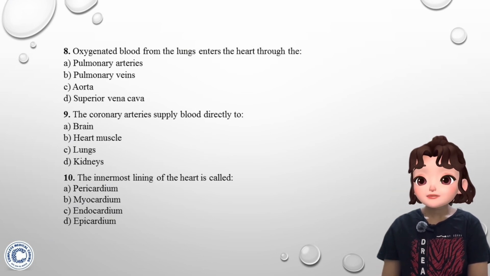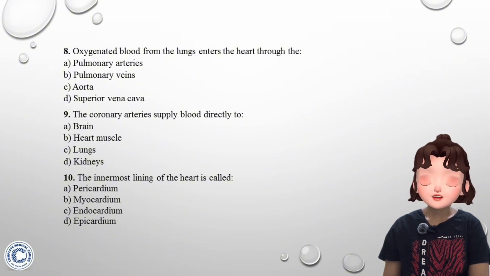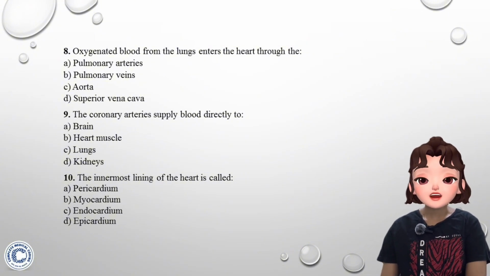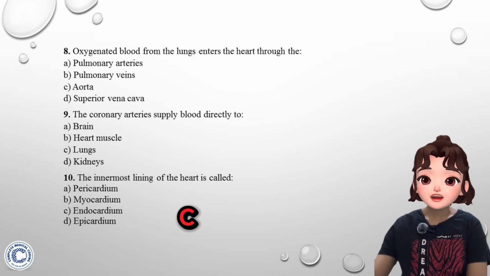10th question. The innermost lining of the heart is called? What do you call the innermost lining of the heart? Pericardium, myocardium, endocardium, epicardium. What is the answer? Innermost lining of the heart is called endocardium. Answer is option C, endocardium.